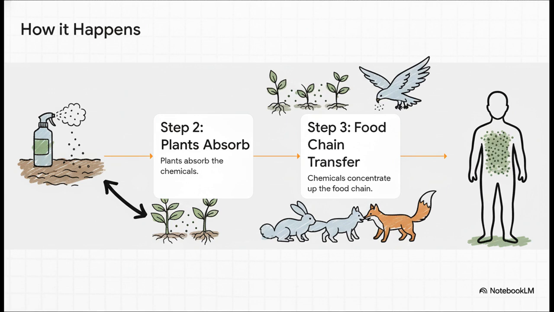Well, picture this. Harmful chemicals like pesticides get into the soil and water. The plants absorb these chemicals. Then, as animals eat the plants and other animals eat them, these chemicals get passed along and become more and more concentrated. The unfortunate result is that the top consumers, which includes us humans, end up with the highest levels of these harmful chemicals in our bodies.